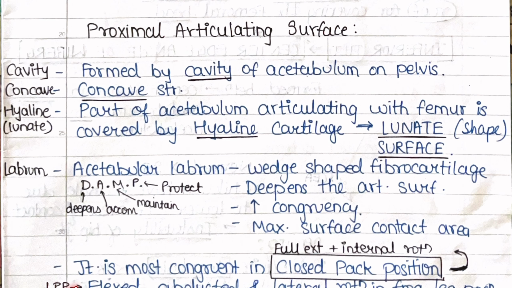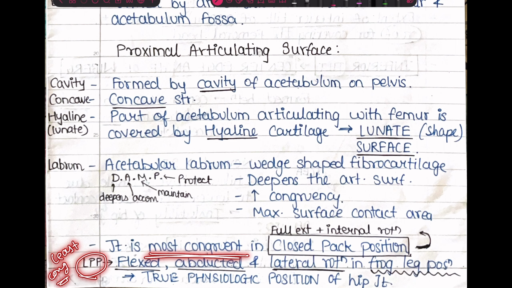Then is the loose back position. So if close back position was most congruent, then loose back position will be least congruent. The least congruent position for the hip complex or hip joint is hip flexion, abduction and lateral rotation. This position is known as the frog leg position. I hope that you might have heard regarding the frog leg position.